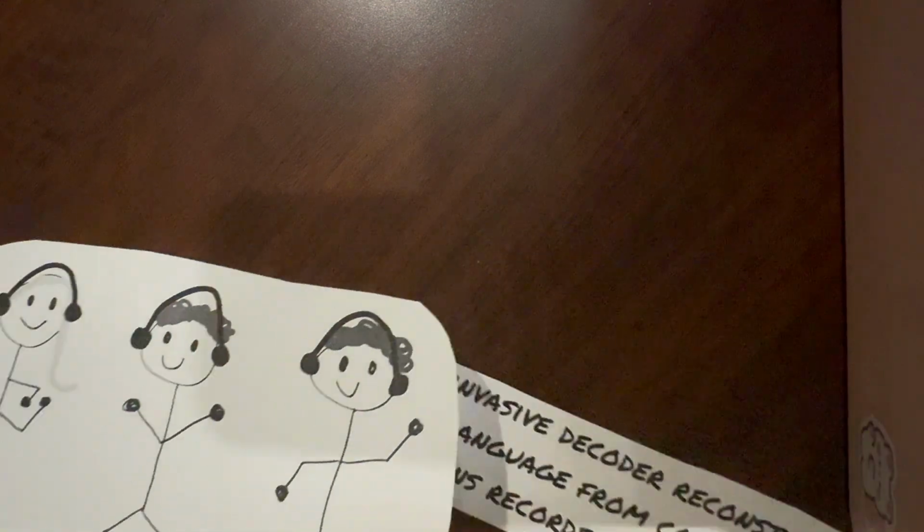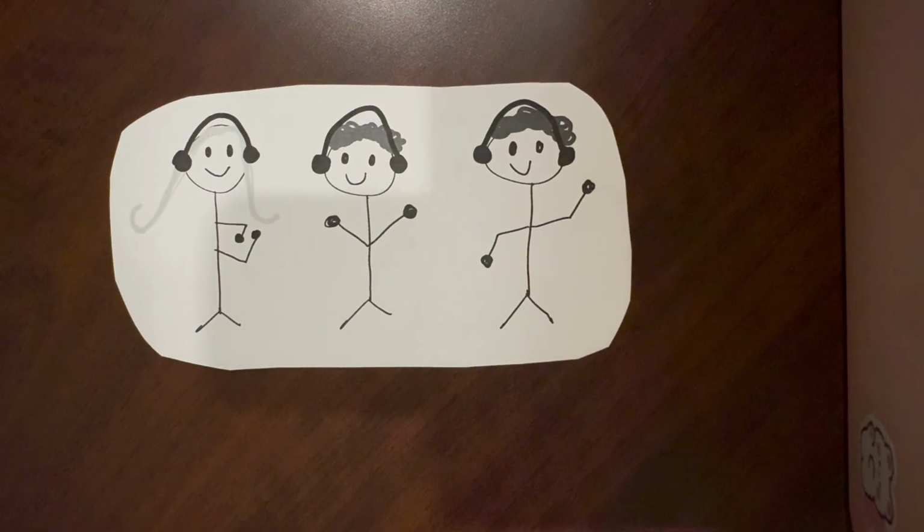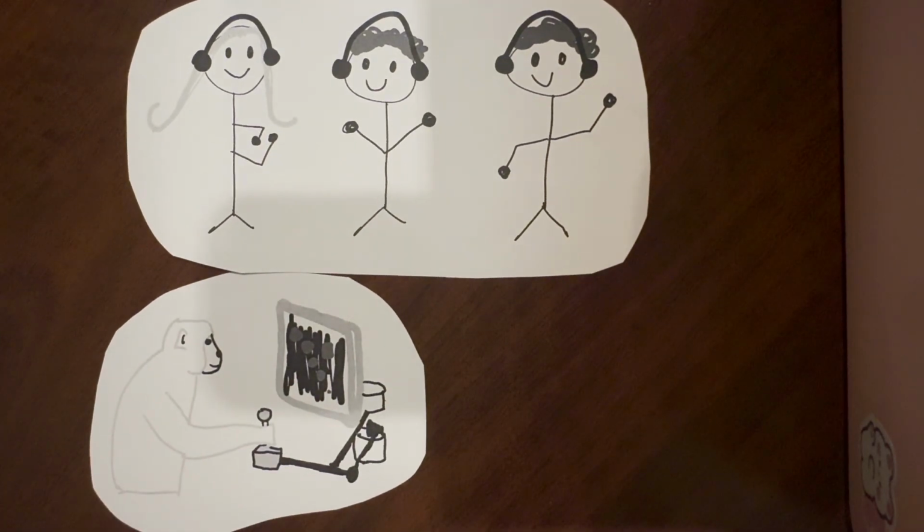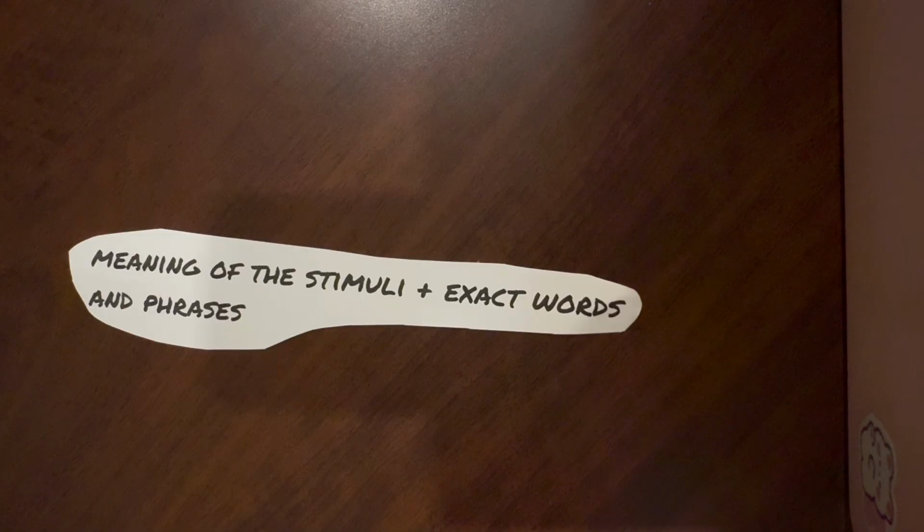In this research, 3 people listened to stories for 16 hours while the brain activity was recorded. Researchers created a decoder to interpret the brain patterns and figure out the meaning behind these stories. A computer system was then used to predict the words and meanings based on what it learned. The decoded word sequences capture the meaning of the stimuli plus exact words and phrases in each region.